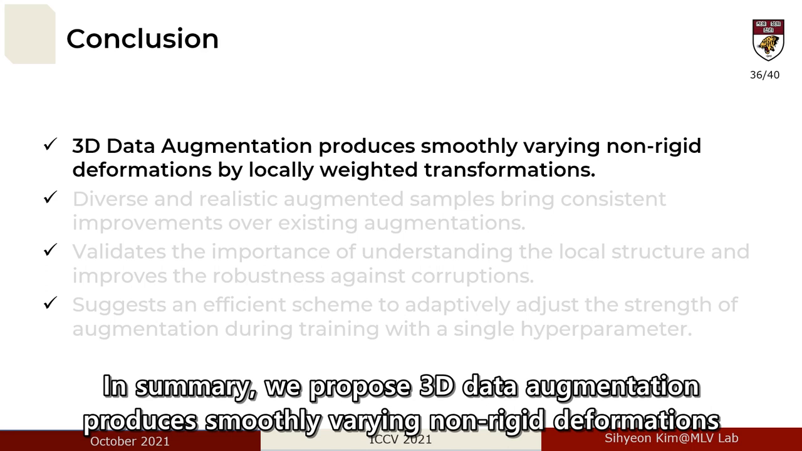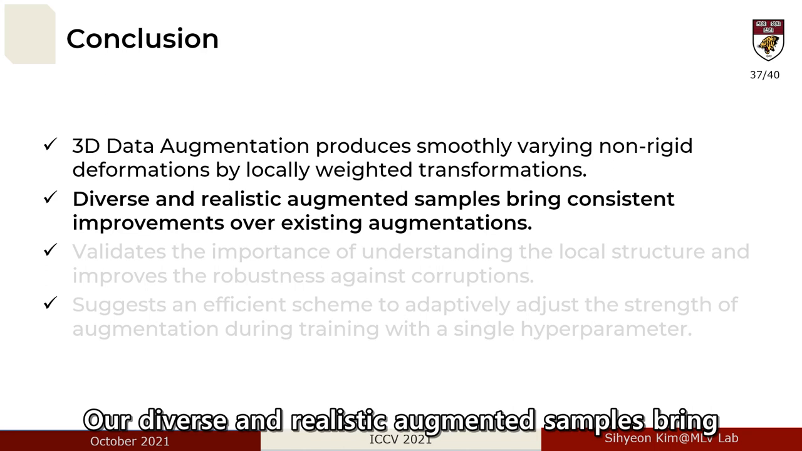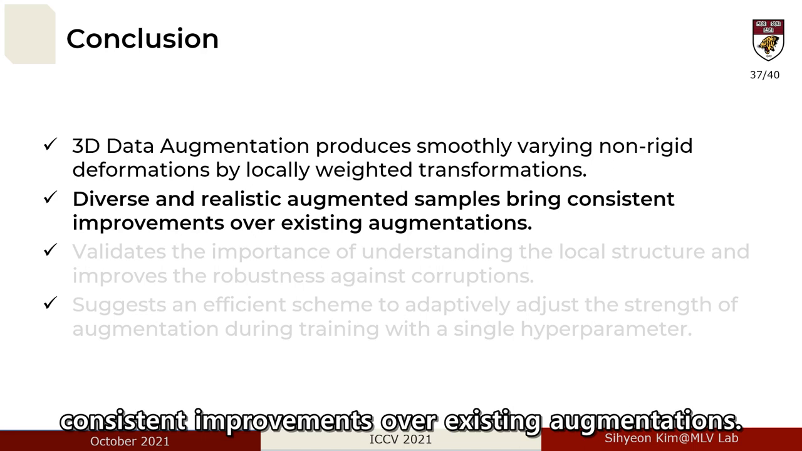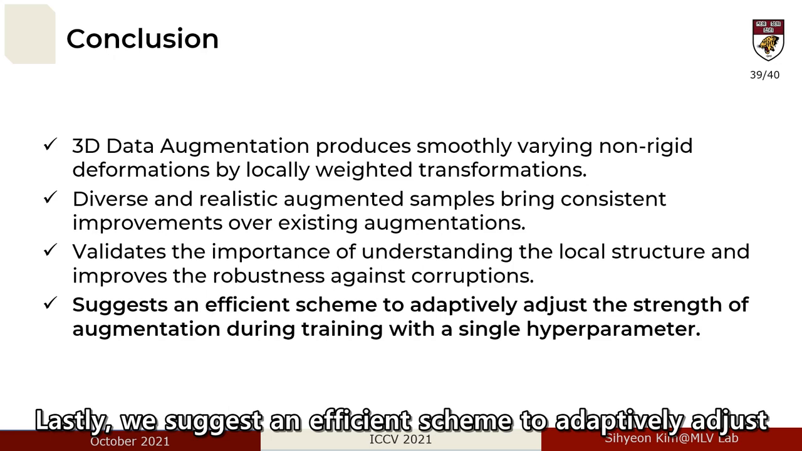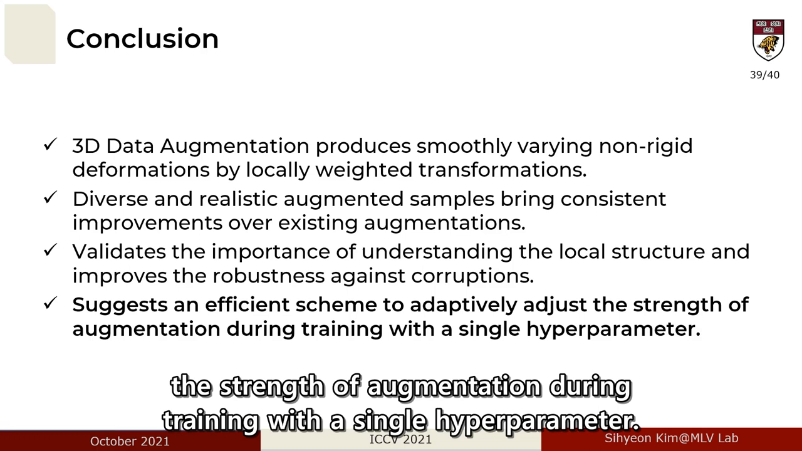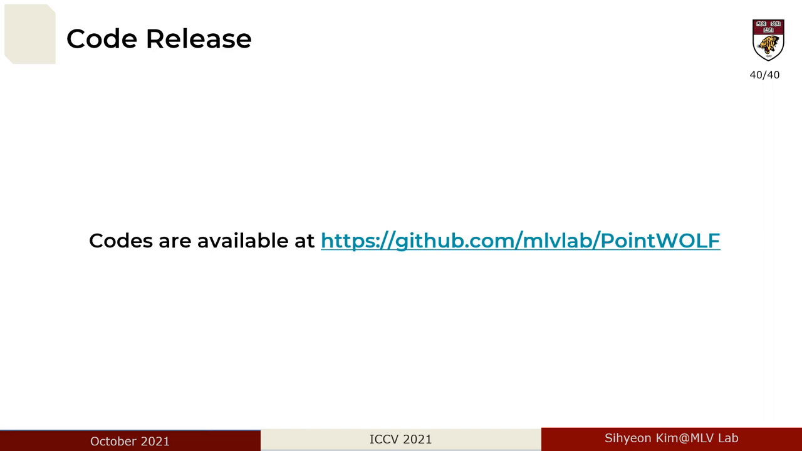In summary, we propose 3D data augmentation that produces smoothly varying non-rigid deformations by locally weighted transformations. Our diverse and realistic augmented samples bring consistent improvements over existing augmentations. Third, we validate the importance of understanding the local structure and improve the robustness against various corruptions. And lastly, we suggest an efficient scheme to adaptively adjust the strength of augmentation during training with a single hyperparameter. Code is available at our GitHub page.